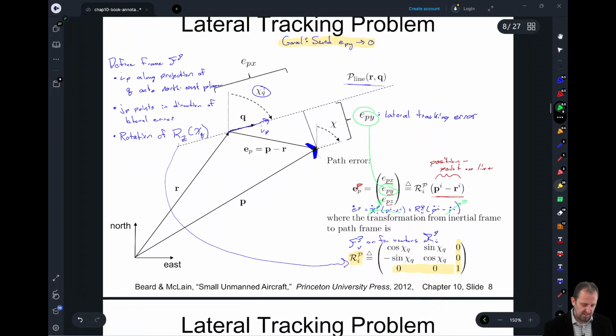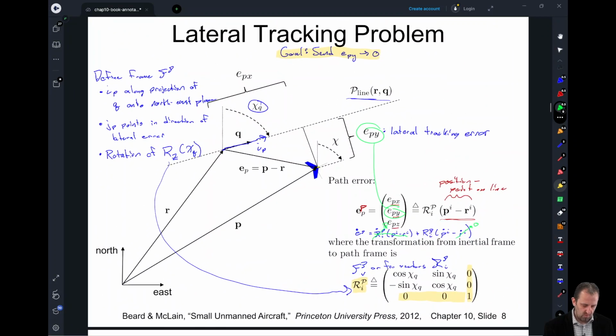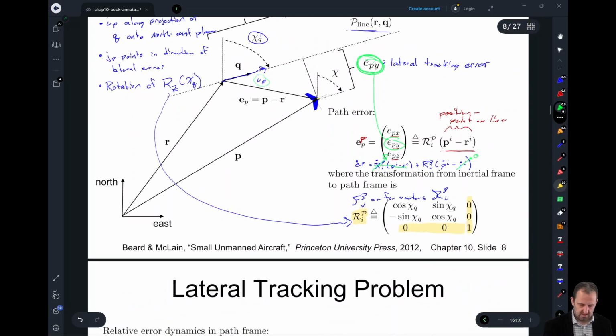We have this new frame where we have I sub p pointing along the projection of the line in the north-east plane. E sub p is a variable we're trying to send to 0. So this points along the j sub p axis. Okay, we're trying to send that to 0, and if we do that, then we achieve our goal of lateral tracking. All right, so let's jump into that a little bit further.